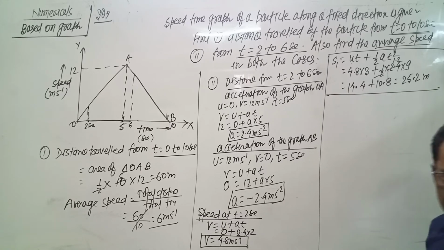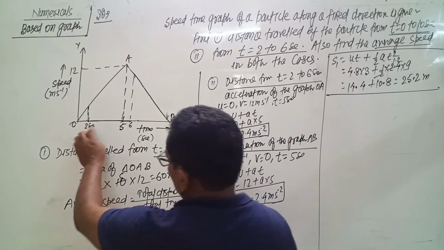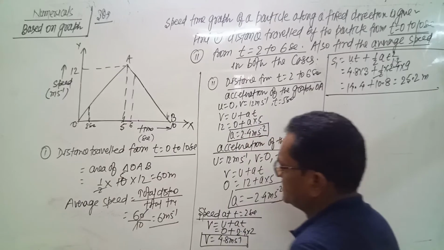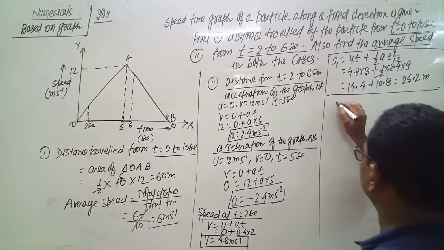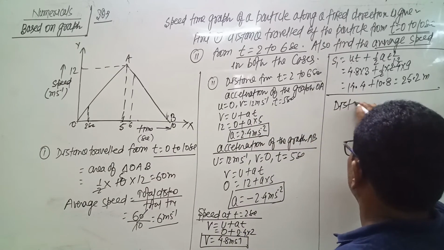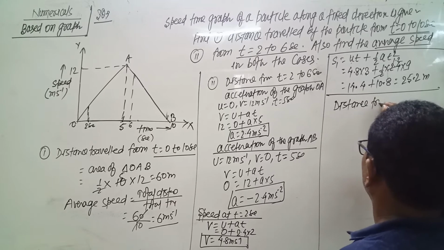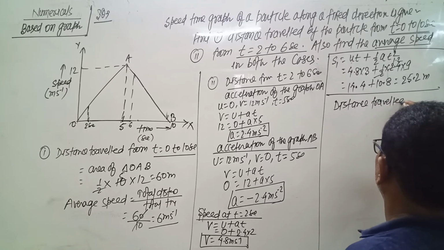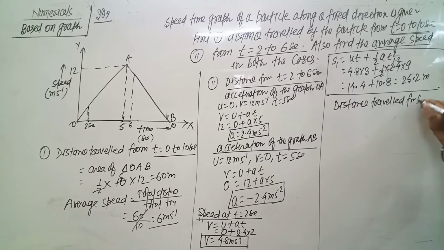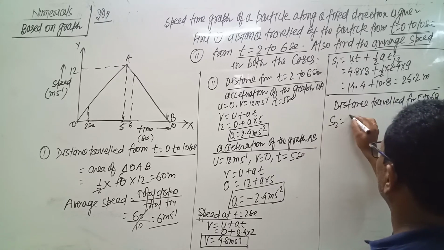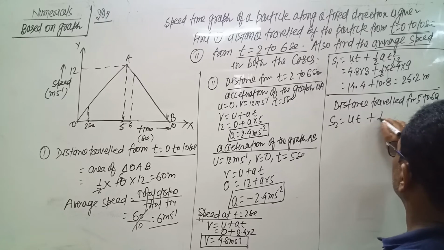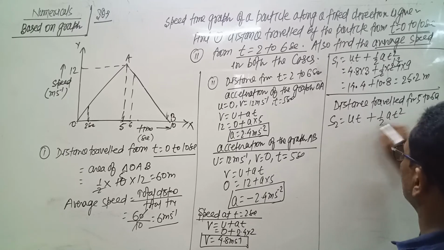This is the distance travelled in time interval 2 to 5 seconds. Now we will find the distance travelled from 5 to 6 seconds. Distance travelled from 5 to 6 seconds, and we use S2 equals to ut plus half at square.